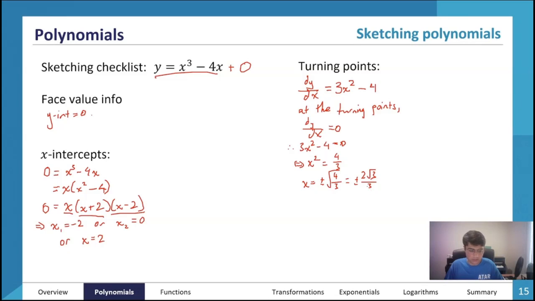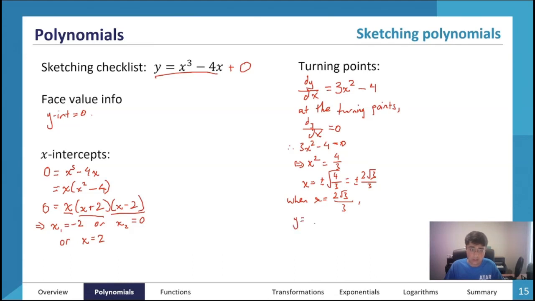Okay, yeah, that looks right. So we've got our x values here. We can then just plug those into our equation to get the y values. So when x equals 2 root 3 over 3, I feel like I've done something wrong here. 2 over root 3. No, that's correct. Okay, 2 root 3 over 3.